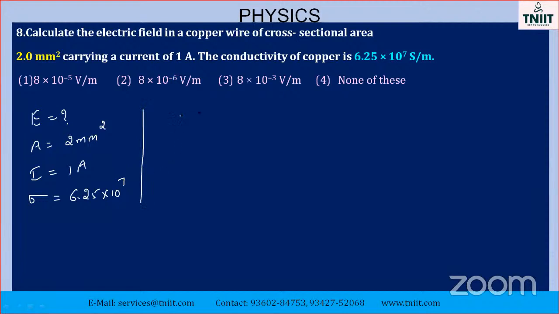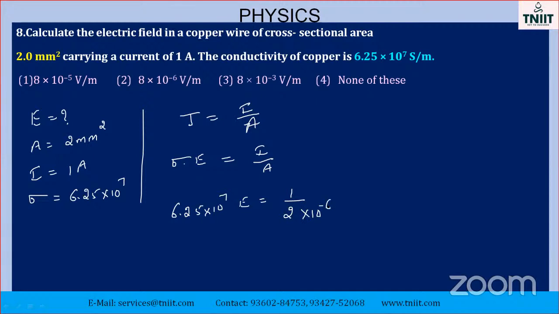Students, you know that current density J is given by current by area. Current density is sigma into E, which is nothing but current by area. Now sigma is 6.25 into 10 power 7. The electric field you have to calculate. Current is 1. Area is 2 millimeter square, 10 power minus 6. So the E value will be equal to 1 divided by 6.25 into 2.